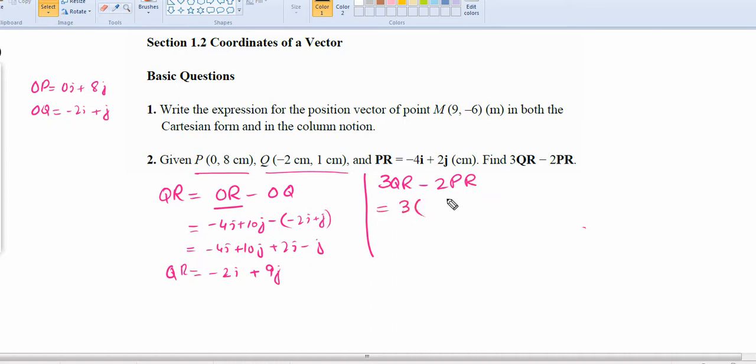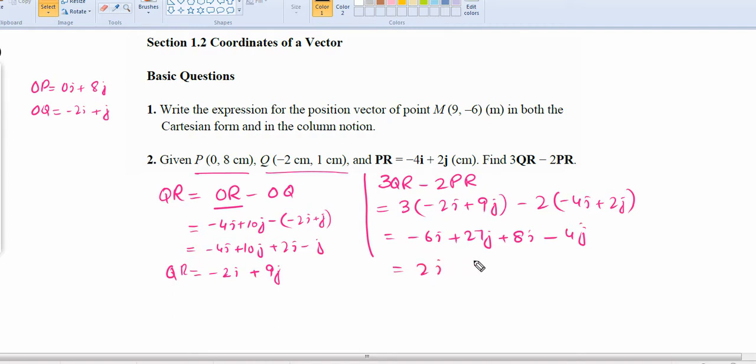So 3 times QR, that is negative 2i plus 9j, minus 2PR, so PR is given already, that is negative 4i plus 2j. So it will become negative 6i plus 27j plus 8i minus 4j. So my answer will become 2i plus 23j. So this will be my answer for the expression 3QR minus 2PR.